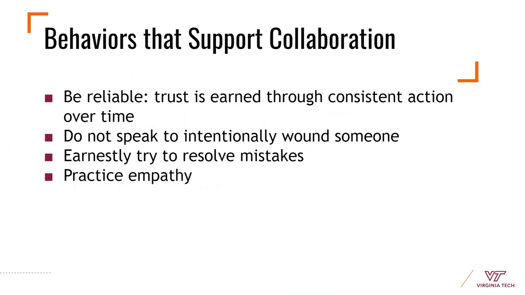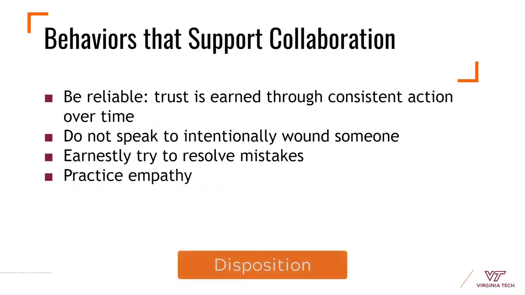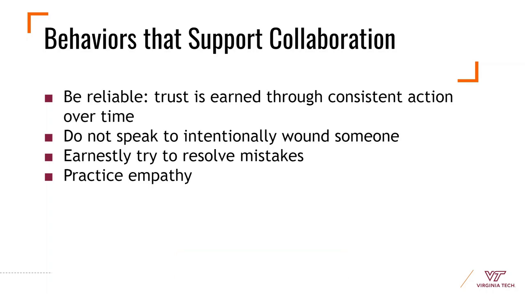While there are lots of behaviors that can support group harmony, these 4 are nearly universal. Be reliable. Trust is earned through consistent action over time. If you say you're going to do something, do it. If you find that you're going to be late or that you're feeling overwhelmed, be upfront and honest, and don't be afraid to ask your teammates to help.